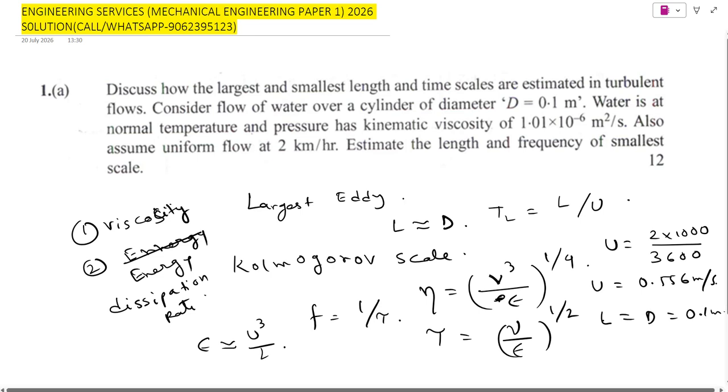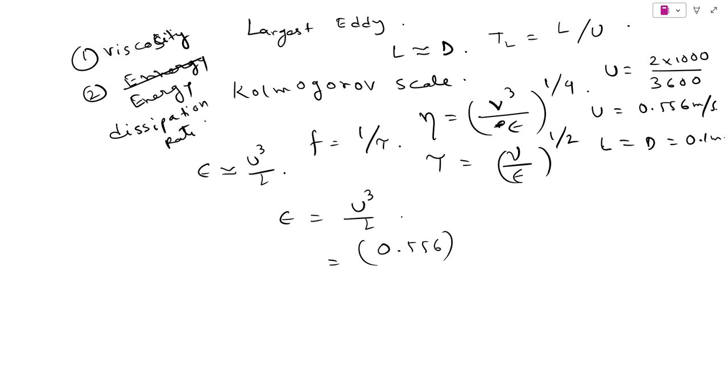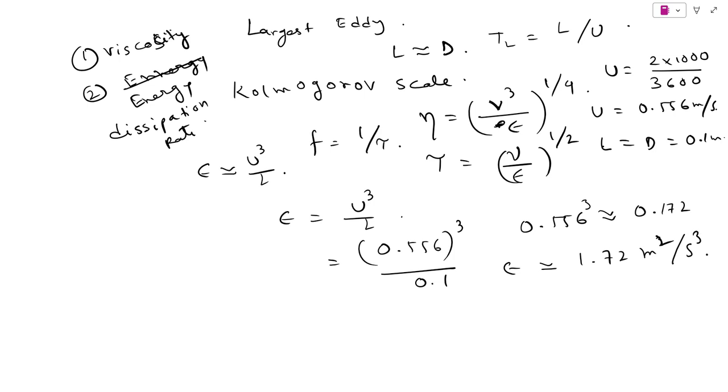Now, substitute the values. Since 0.556 cubed is near about 0.172, therefore epsilon will be near about 1.72 meter squared per second cubed. Many students directly substitute the values without calculating epsilon first. Never do that. Always calculate the energy dissipation rate separately.